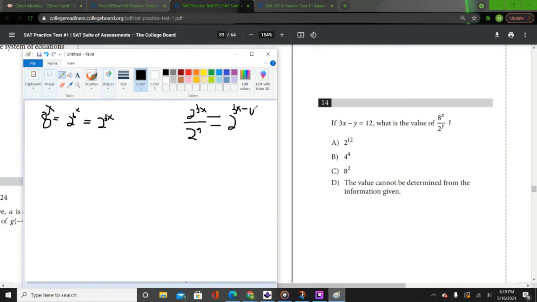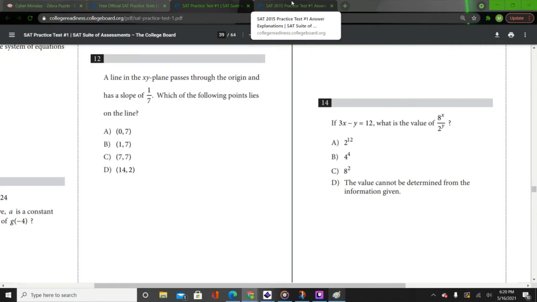minus y. And because that would be equal to 2 to the 12th, because we already have 3x minus y is 12. So 2 to the 12th, which is A, which is our answer. Now I'm going to go to the problem and make sure the proof is the same, because I'm not entirely confident on that. I do know the answer is correct, but I want to make sure I got 2 the right way.